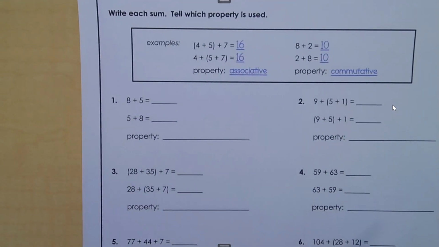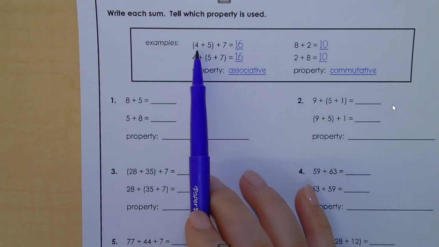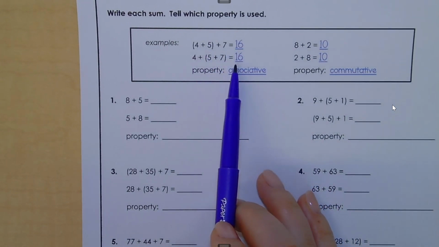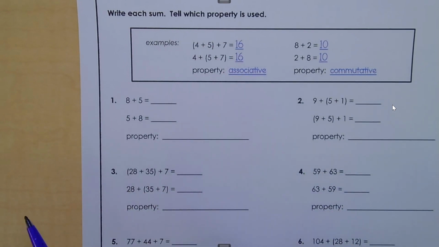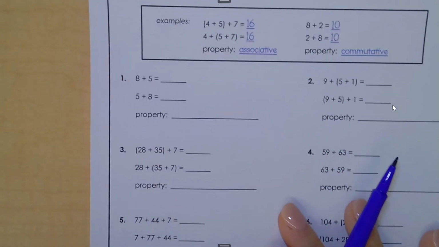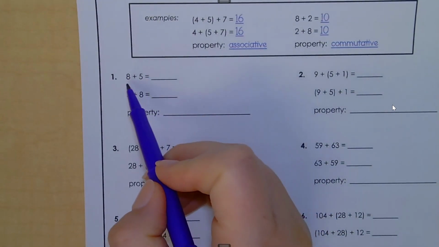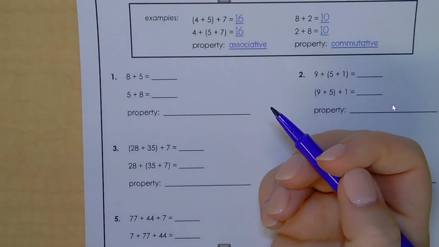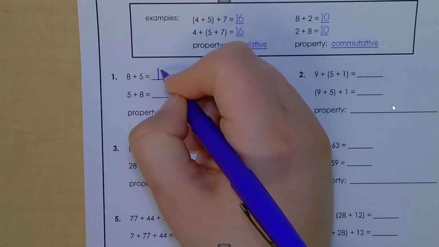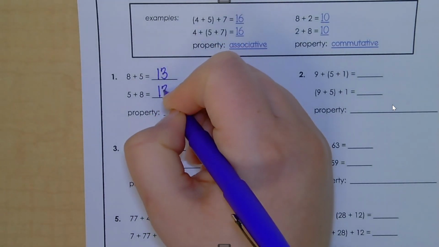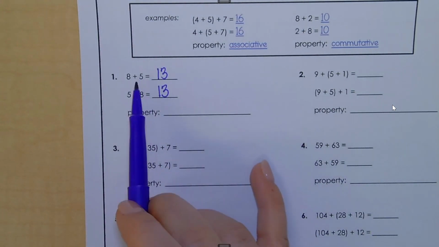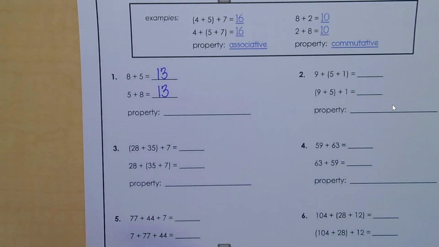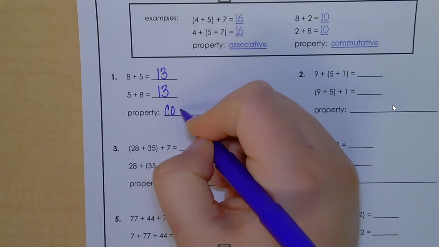So here we have some examples of what we're about to do. We are going to solve problems, and then we are going to state which property is being used. Okay? So for number 1, 8 plus 5 equals, I hope you said 13. And 5 plus 8 equals 13. The order of my numbers changed. My sum remained the same, so I am using the commutative property.